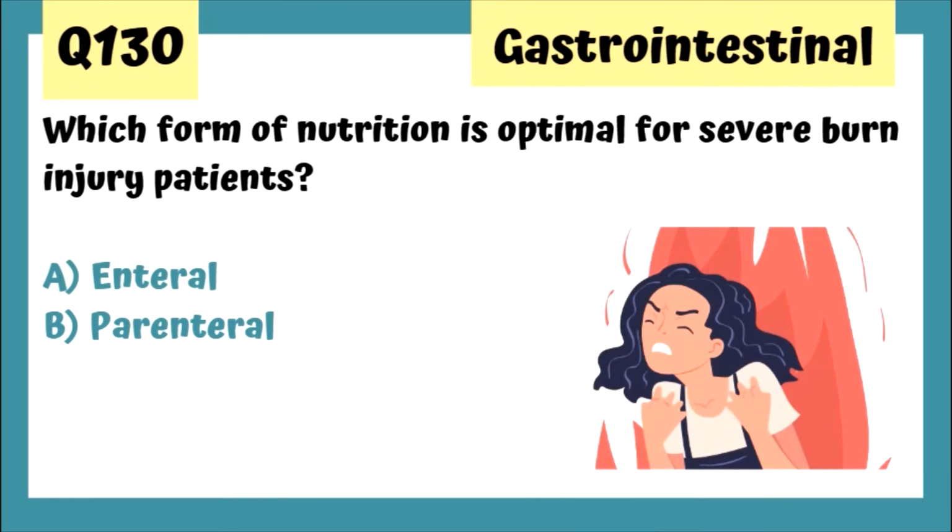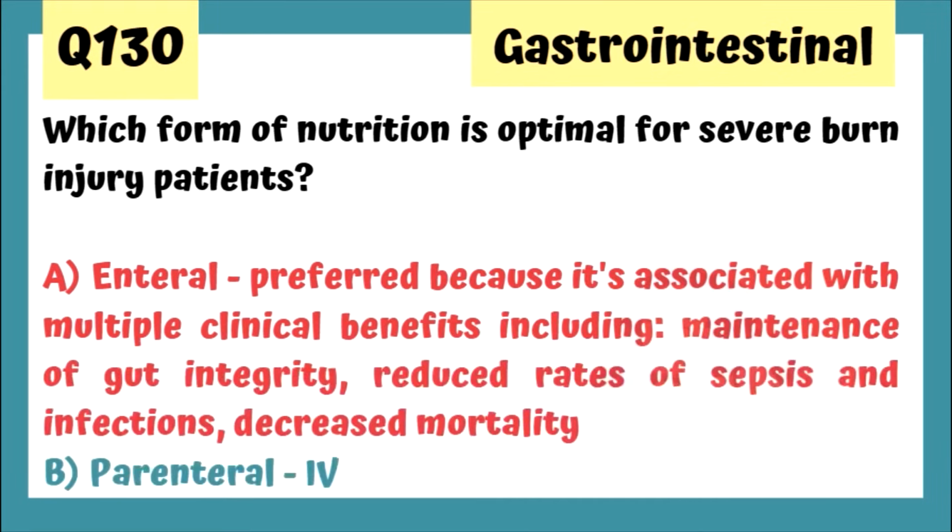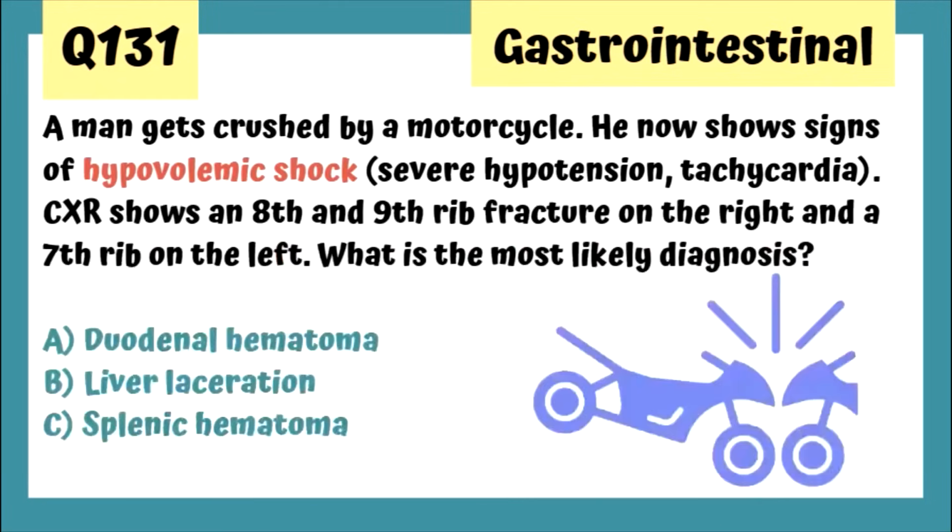Question 130. Which form of nutrition is optimal for severe burn injury patients? And the answer is enteral. We don't want to go with IV. Enteral is preferred because it's associated with multiple clinical benefits, including maintenance of gut integrity, reduced rates of sepsis and infections, and decreased mortality.